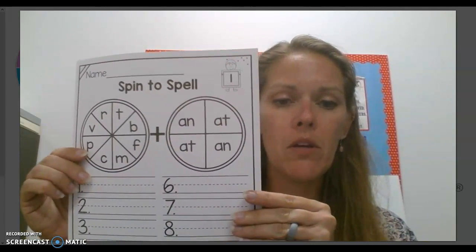It might be something that you could practice today with mom or dad. Just think of some short A words. And in order for us to kind of practice that, we're going to start this spin to spell page. And at home, you don't have a spinner. I'm going to share a spinner here with you. But what you're going to use is a paper clip and a pencil.